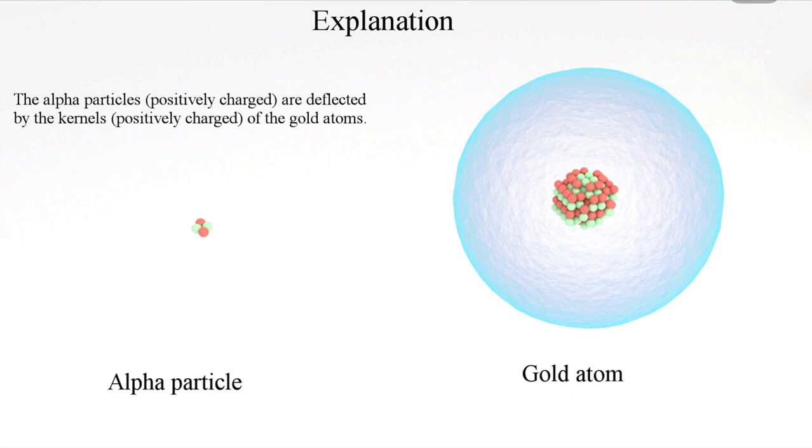So this is what the gold atom looks like. Right in front of the center, you will see the nucleus. Outside the nucleus, there's this empty space. And around that, we have the electrons, which are basically orbiting around the nucleus. On the left-hand side, you can see that we have an alpha particle, which we are bombarding towards the gold foil, or the gold atoms. Now let's take another look at this and see what's going on.